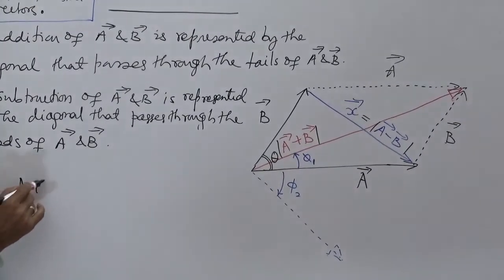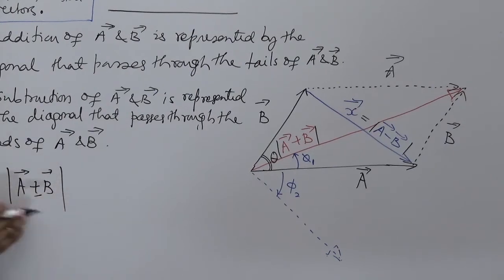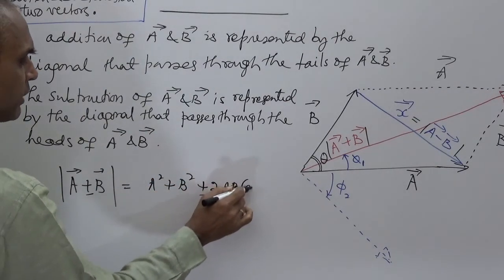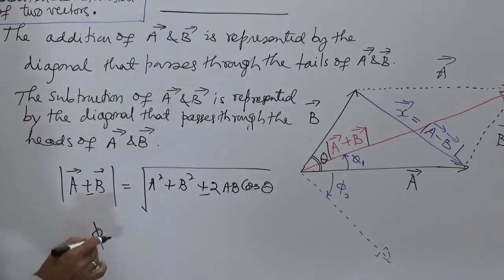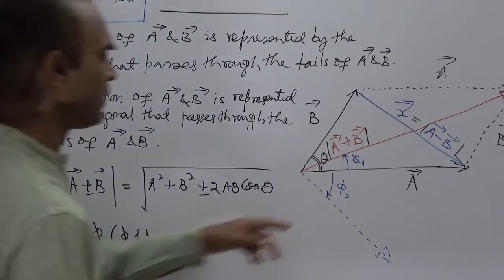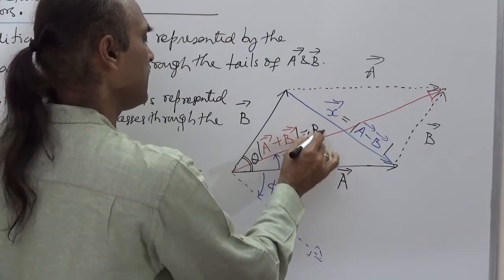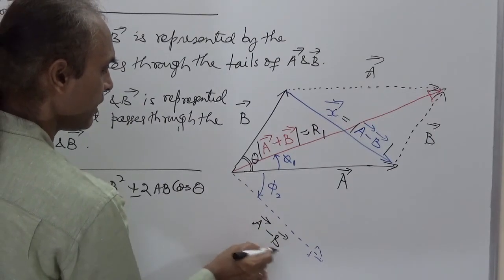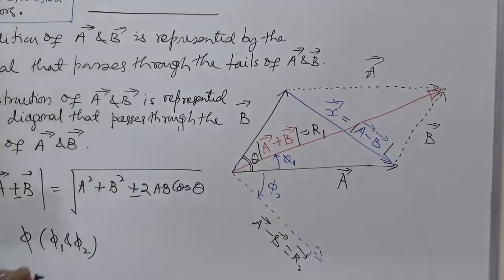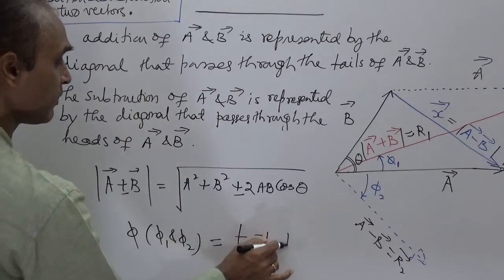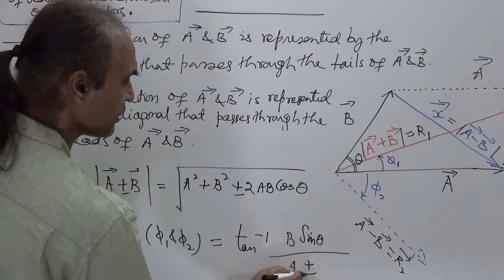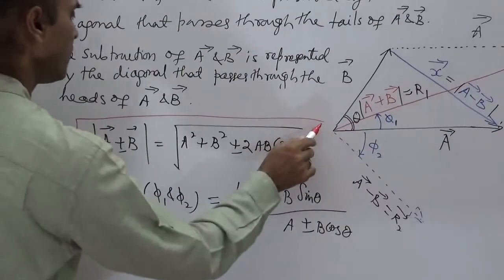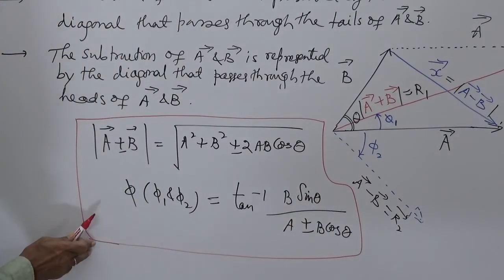Whose magnitudes can be given as: in one formula I should write A plus minus B is equal to the square root of A square plus B square plus minus 2AB cos theta, and phi. Here you can write phi 1 and phi 2. Phi 1 is the angle made by vector A plus B, let it be R1, with respect to A, and phi 2 is the angle made by the vector A minus B, let it be R2, with respect to A. In a single formula we can write it as tan inverse of B sin theta by A plus minus B cos theta. And we can write these two formulae for addition and subtraction of these two vectors A and B.